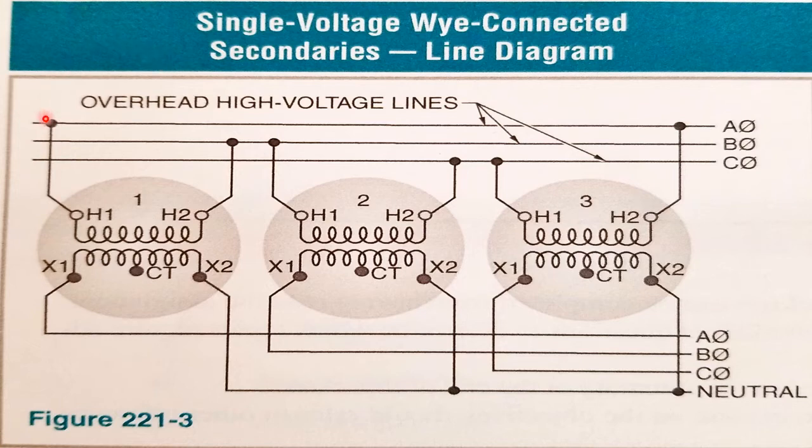Whereas in our delta connected primary, transformer 1's H1 is in tandem or parallel with, or connected with, H2 of transformer 3. So I have two windings connected together at the same point. Same as with H1 of 3 and H2 of 2. They're connected at the same point along C phase. And H1 of 2 along with H2 of 1, they're connected together at the B phase. This would be an example of a delta connected primary.